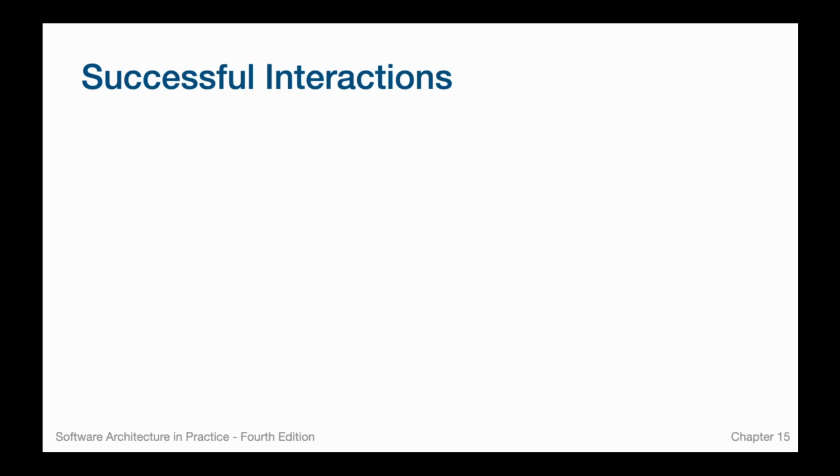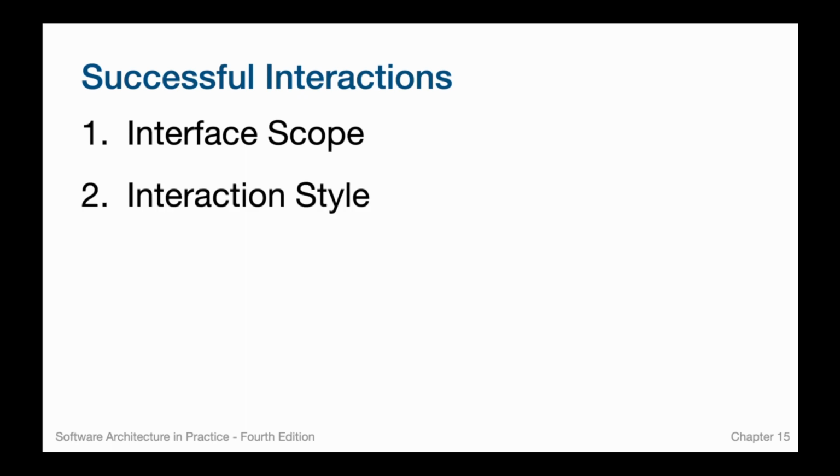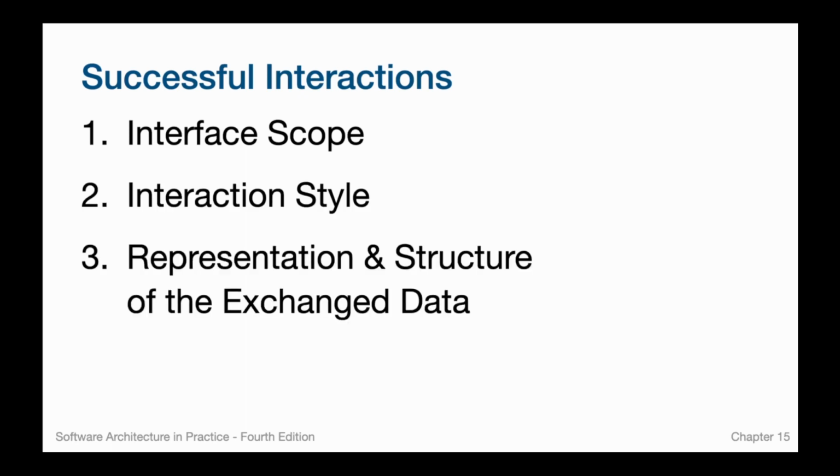If things are consistent, then expectations are a little bit easier to have set because you kind of know what to expect if the same types of patterns are followed. So a successful interaction with an interface requires an agreement on the following things. We have interface scope, interaction style, representation and structure of the exchange data, and error handling. So let's dig into each of those just a little bit more because these are important topics for the design of interfaces.